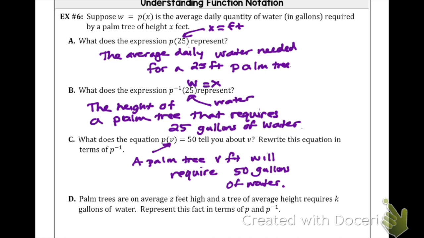And then down here, D: palm trees are an average Z feet high, and a tree of average height requires K gallons of water. Represent this fact in terms of P and P inverse. Okay, so our original was P of X, which is going to be Z, is equal to the amount of water, K. The inverse would be P inverse of K is equal to Z.